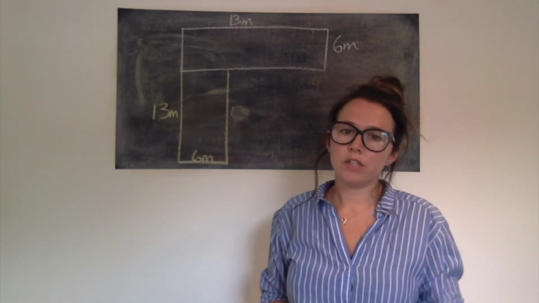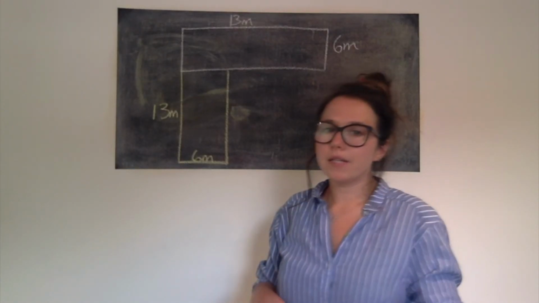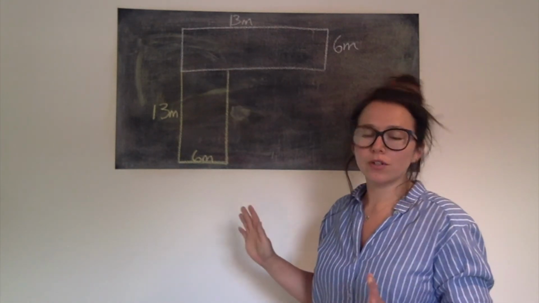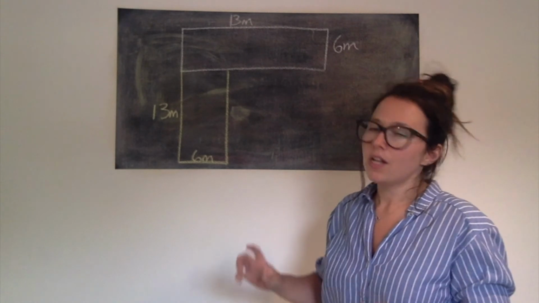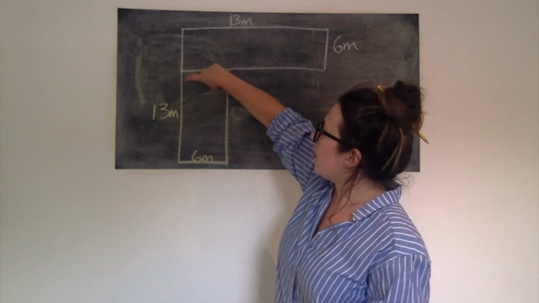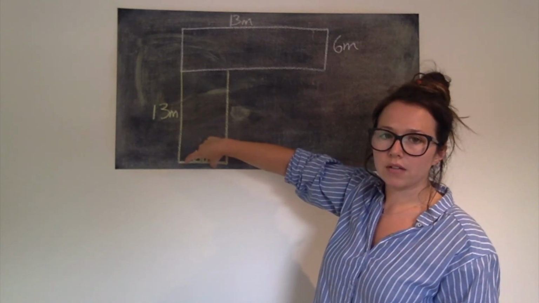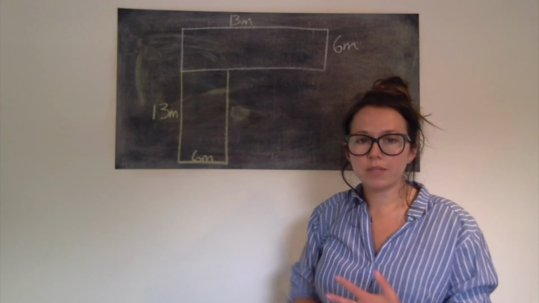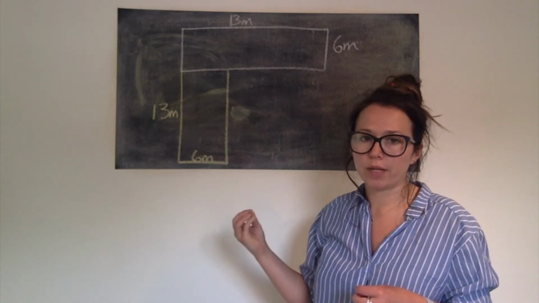The last compound shape that I've got for you to have a go at is made up of 2 identical rectangles. They don't look identical, my drawing isn't to scale. So we've got a 13 metre by 6 metre rectangle, and then the same 13 metre by 6 metre rectangle down the side. So I want you to figure out the area and the perimeter of the compound shape.